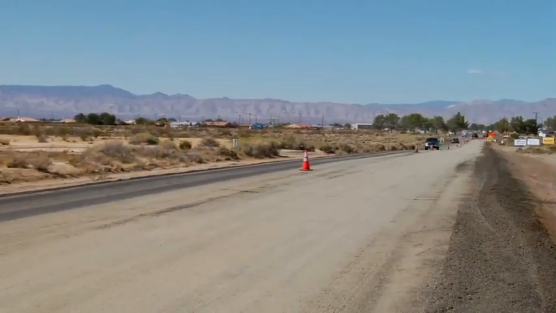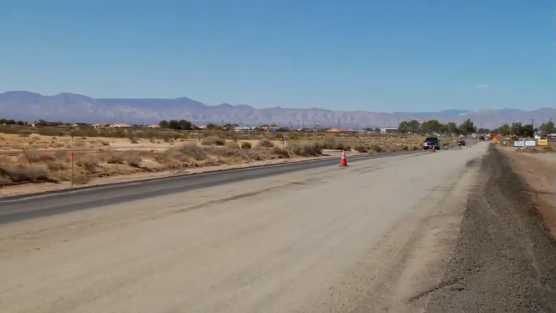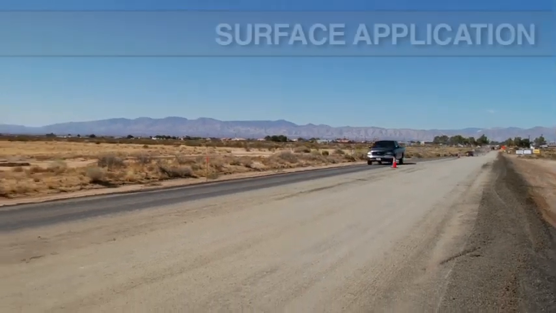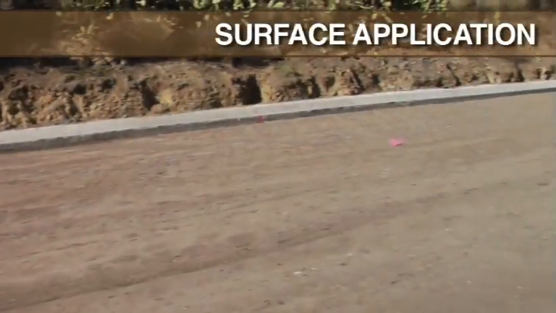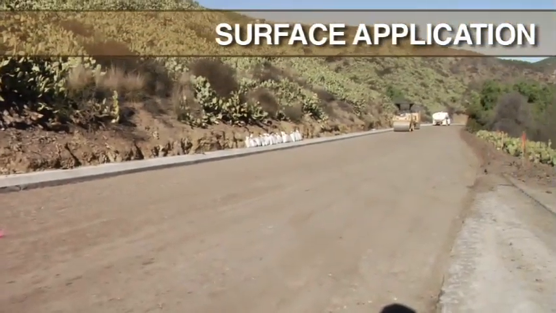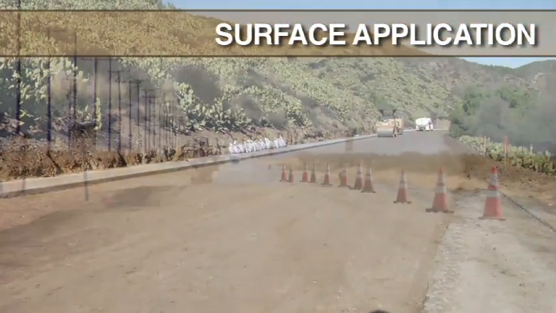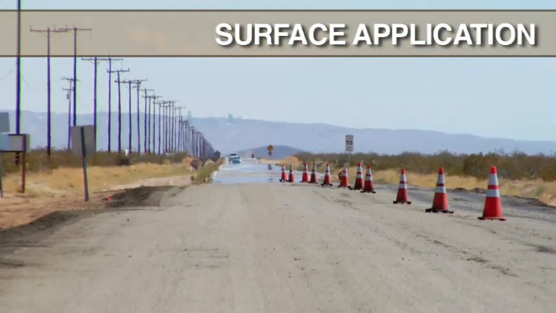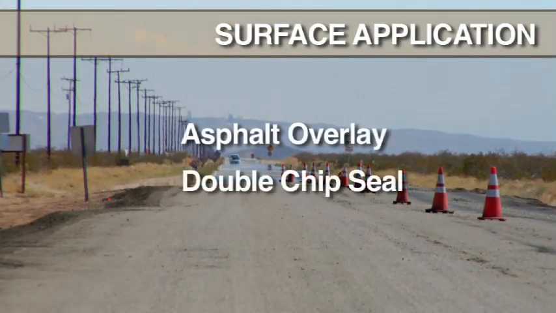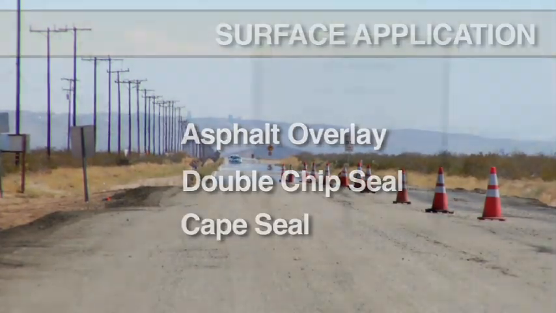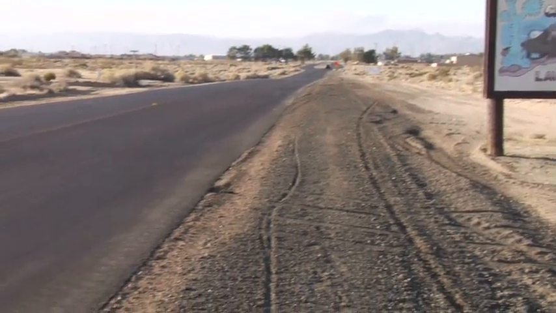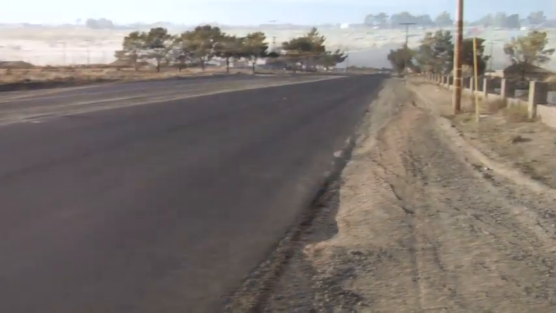Once the FDR section has cured to 50% of optimum moisture content, the roadway is ready for surface application. Depending upon depth and environmental conditions, cure time typically takes from 1 to 4 days. At this point, a surface treatment such as an asphalt overlay, double chip seal, or cape seal can be applied to the road. Here in California City, a 2.5-inch overlay was applied to the road.